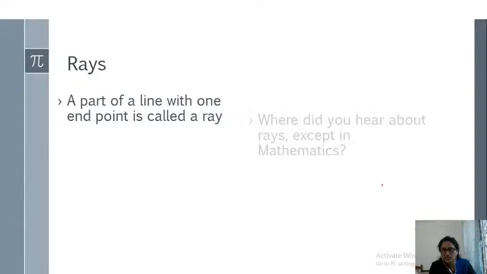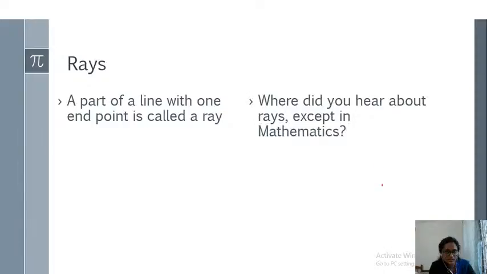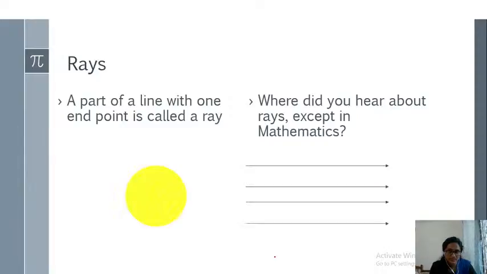So tell me where you have heard about rays except in mathematics. You have heard about UV rays, you have heard about sun rays. So why do you think you call the light from the sun as rays? Can you give me a reason? So the rays are starting from the sun. The light is starting from the sun. Sun is fixed. So there is an end point for this.